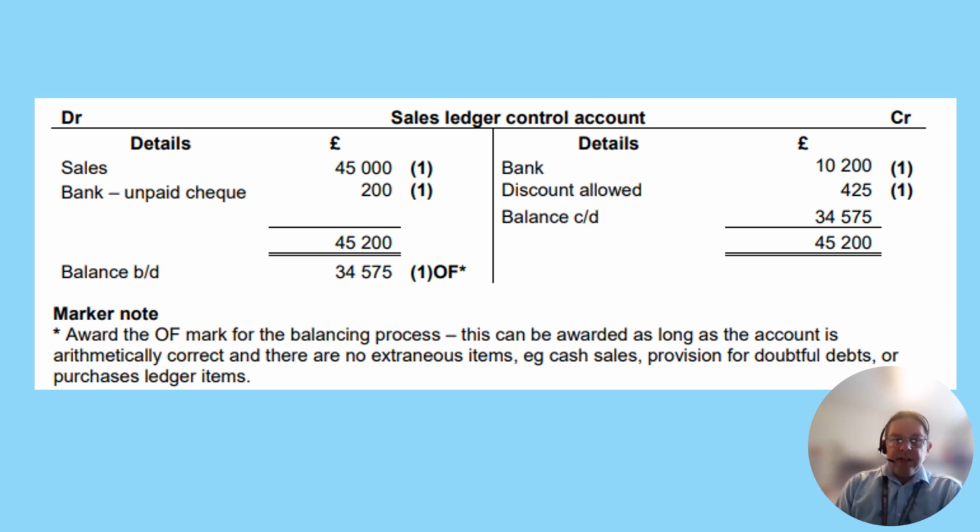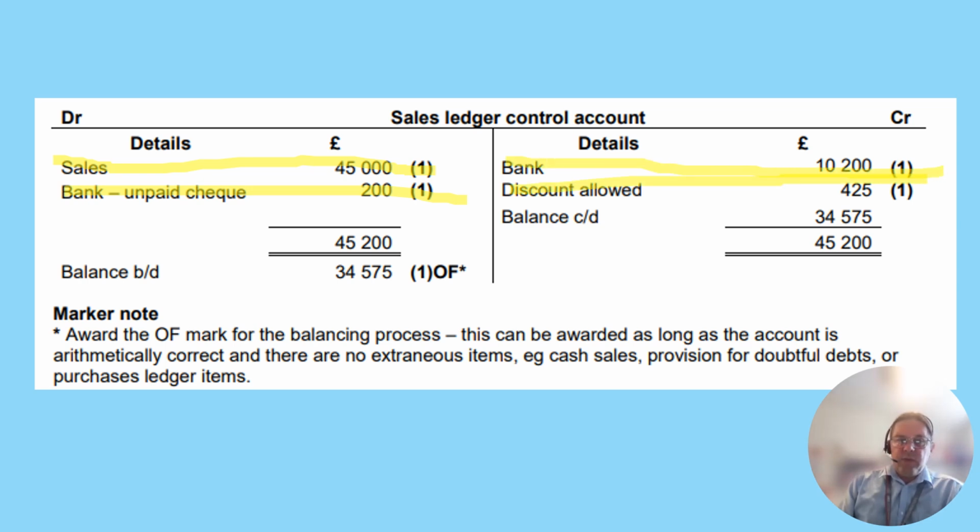This is how it was presented. So as we said, we've got sales on the debit side, 45,000. You're getting 1 mark for that. This is nice. The dishonoured cheque, £200. You're getting 1 mark. They put bank as the entry, and that's what it would be because it's money that we thought was in the bank account, so it was a debit on the bank account because there's money going in. So we're now going to have to credit the bank account to clear it, and that's going to debit the control account. Any payments we've received, again, 10,200.